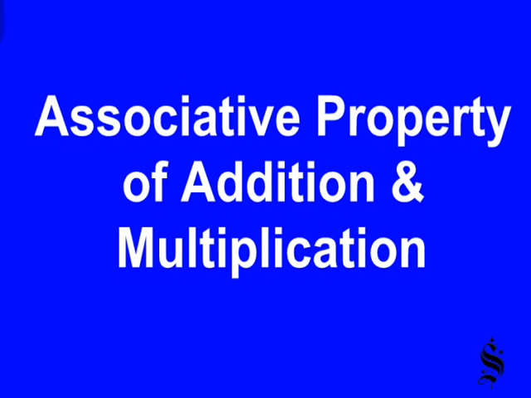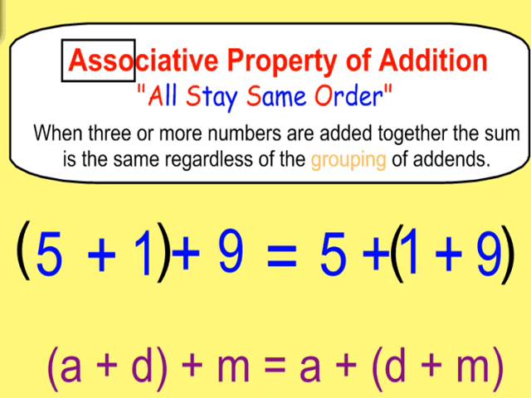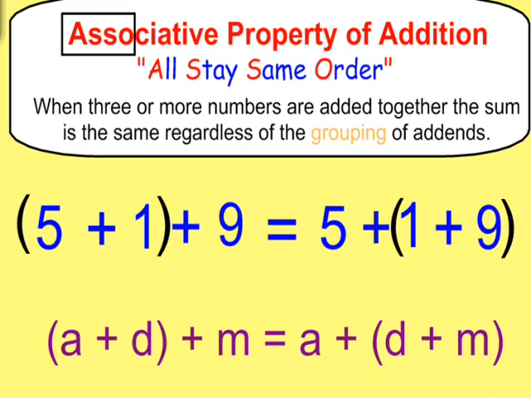The associative property of addition and multiplication. Let's start with the associative property of addition. The associative property states that when you have three or more numbers added together, the sum is the same regardless of how you group those add-ons together.